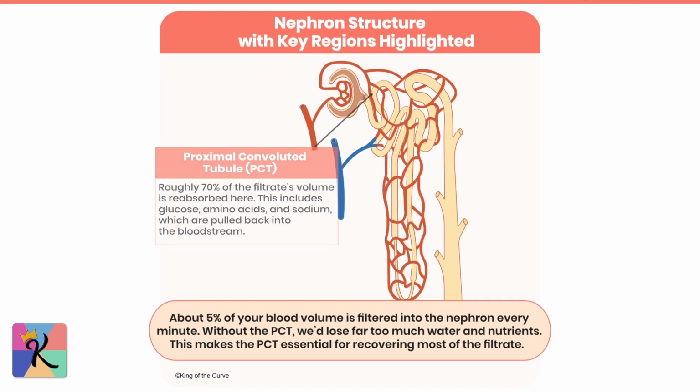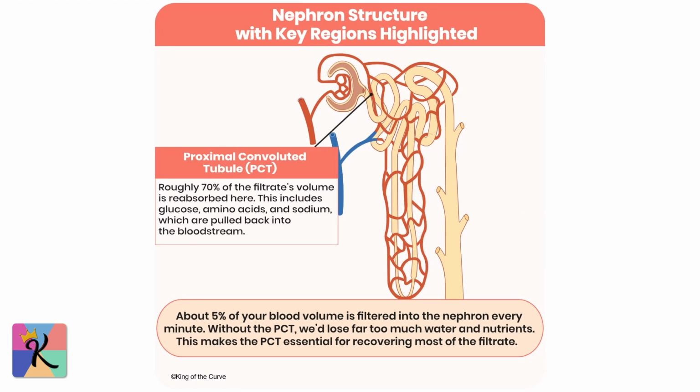To put this into perspective, about 5% of your blood volume is filtered into the nephron every minute. Without the PCT, we'd lose far too much water and nutrients. This makes the PCT essential for recovering most of the filtrate.